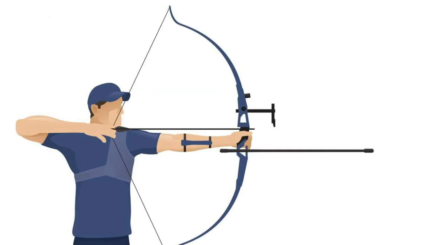As an example, this archer has fully drawn the bow back and is holding it at this position, which has a high potential energy.